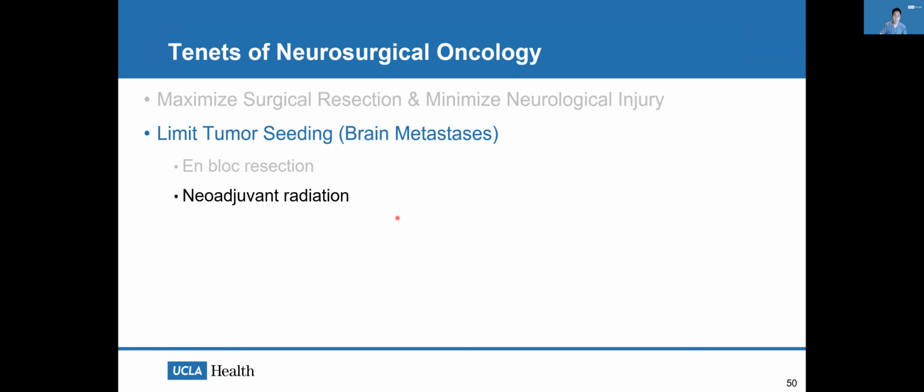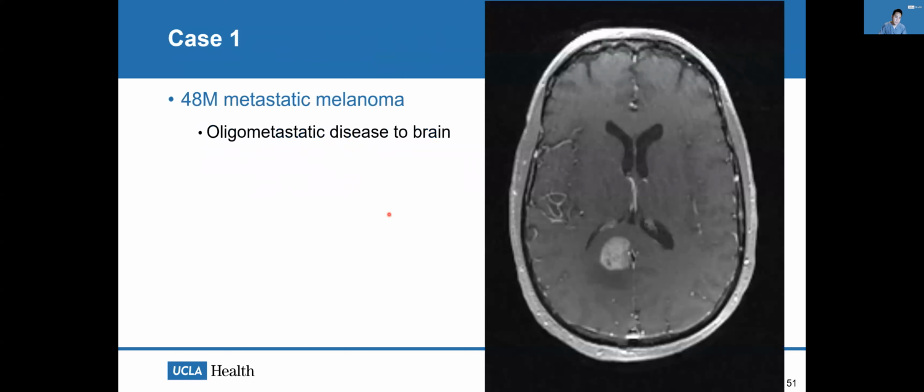So adjuvant therapy means after an operation, for example, you would give something. Adjuvant chemotherapy, after operation, you give chemotherapy. Adjuvant radiation, postoperative radiation. Neoadjuvant means you do the radiation before. Now, why is this important at helping limit tumor spread?